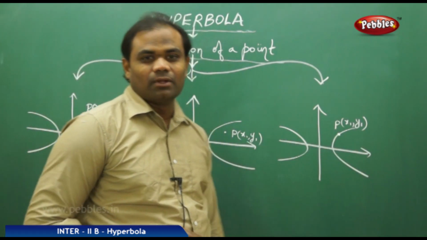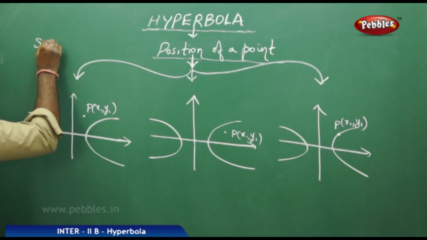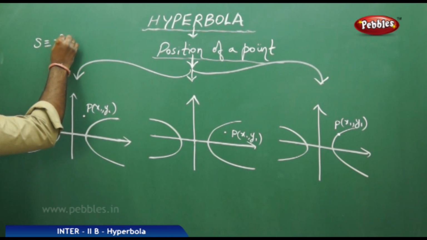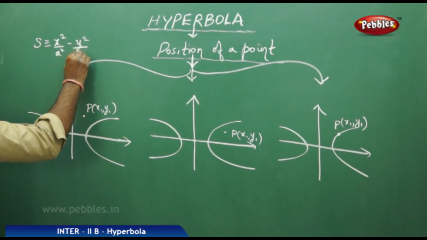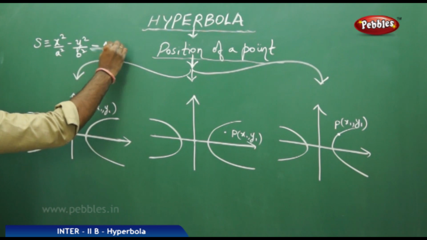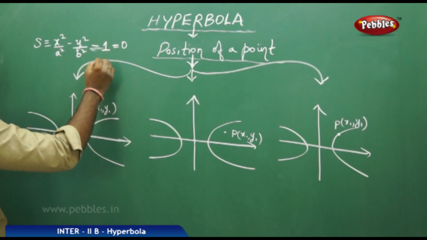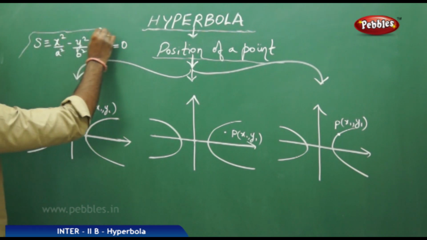Mathematically, we have a formula where if I take the equation of the hyperbola in standard form as x squared by a squared minus y squared by b squared minus 1 equal to 0, then we have three cases coming out of this point connected with the standard equation of the hyperbola.